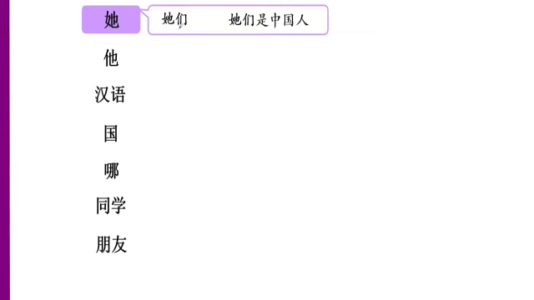Okay, please read after me: 她. It means she or her. 他们 refers to a group of women. Okay, 他们是中国人。They are Chinese. Okay, let's go on.